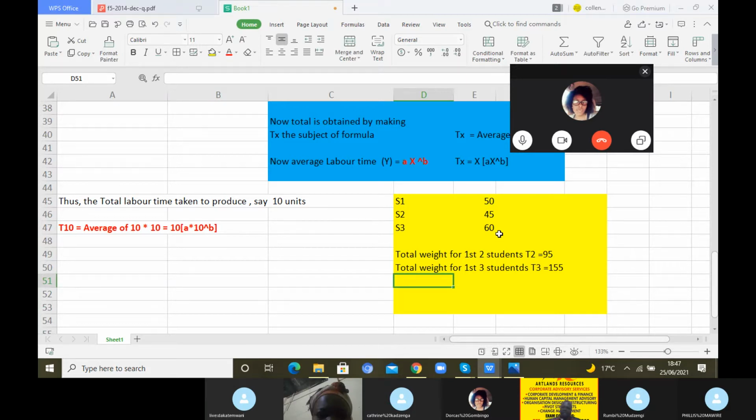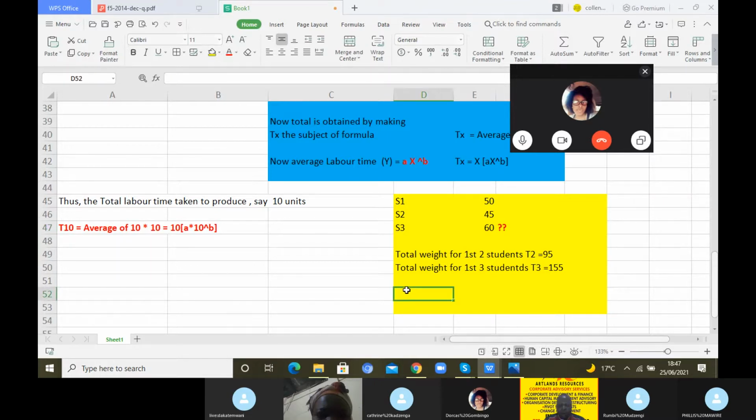Now, can you imagine? Please, on that one, just avoid distractions and listen to yourself. Can you imagine if the weight for the third student was not given? Remember we know that it's 60, but suppose it was not given. It was just given as question mark.